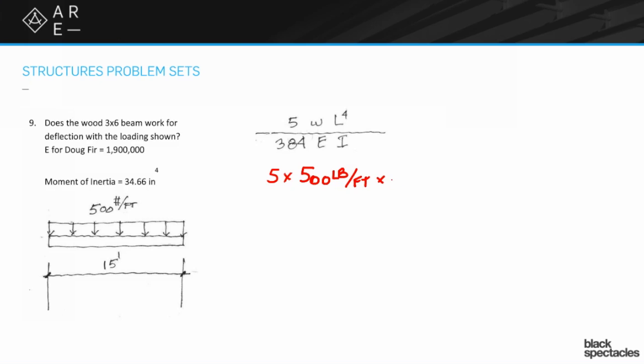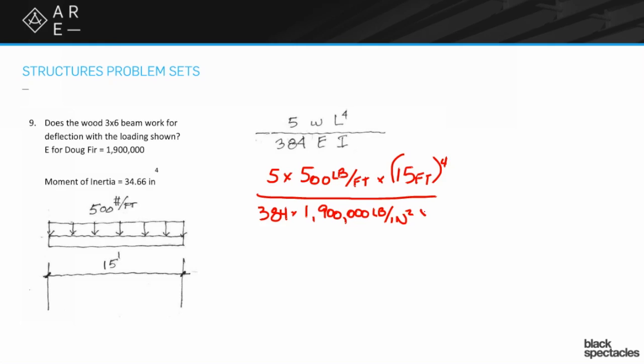And then L is 15 feet, and it's to the fourth. And then we're all over the 384 and the 19 million. And what wasn't told is that's actually in PSI, so that's pounds per inch squared. And then we were given I, which is the 34.66 inches to the fourth.